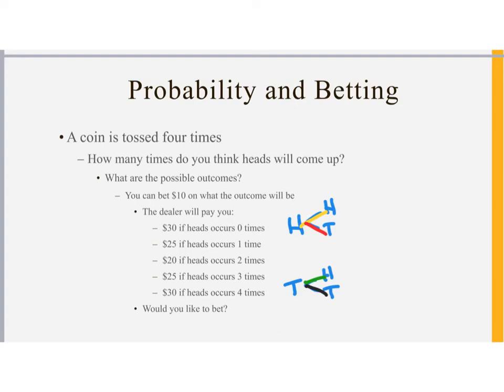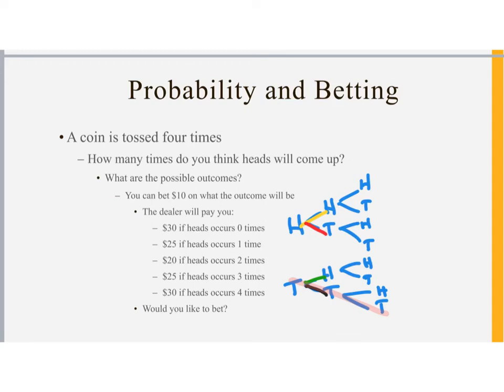Let's take a look at 3 tosses. Each time again, I could get heads or tails, no matter what had happened before. So notice that this is growing exponentially. And now I have 8 possible outcomes that could occur. It could be heads, heads, heads, heads, heads, tails, heads, tails, heads, heads, tails, tails, tails, heads, heads, tails, heads, tails, tails, tails, heads, or tails, tails, tails. So there are 8 possible outcomes in 3 tosses.